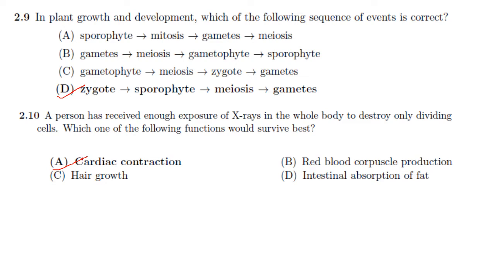Next one. A person has received enough exposure of X-rays in the whole body to destroy only dividing cells. Which of the following functions would survive best? Cardiac contraction, red blood corpuscle production, hair growth, intestinal absorption of fat. Hair growth and red blood corpuscles are dividing cells, whereas heart muscles are non-dividing. So option A is correct.